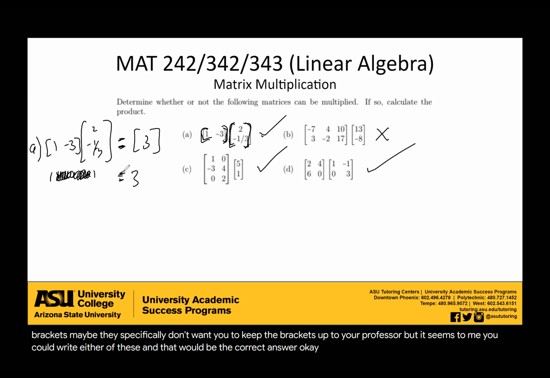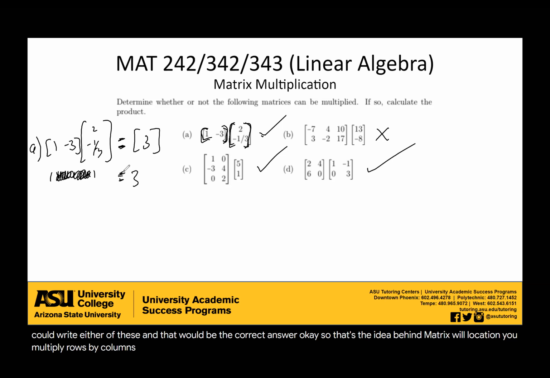Okay, so that's the idea behind matrix multiplication. You multiply rows by columns. And in this case, we only had one row, and we only had one column to multiply it by. So we only had to do one operation, one row by one column.